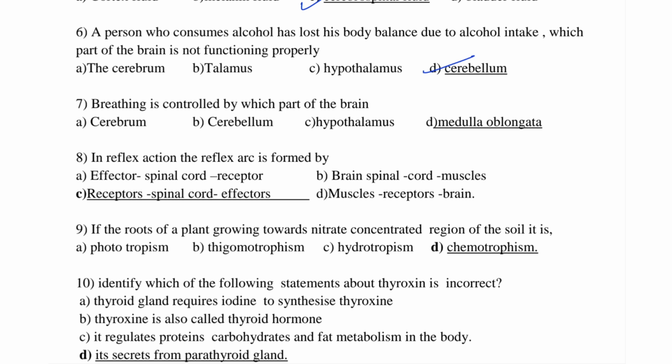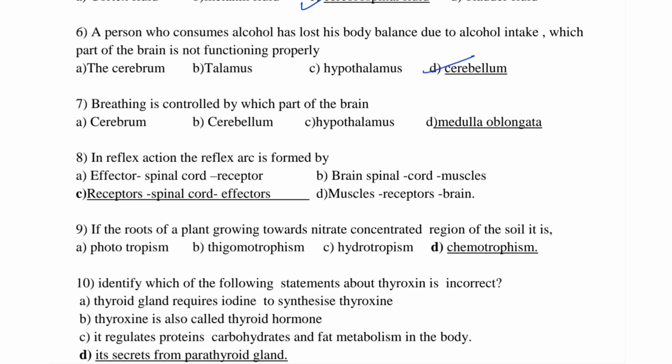The right answer is option D, cerebellum, because this is the part of the brain that is affected by the excessive consumption of alcohol, and loss of body balance is because of the effect on the cerebellum.